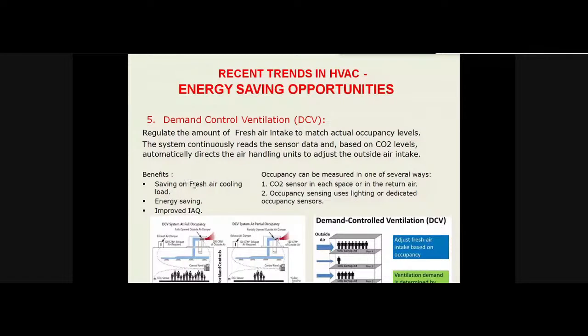Due to that, we are saving a fresh air cooling load, and there is a lot of improvement in the air quality and energy savings. On the improved air quality, it means actually what is required, that we are giving. In that way, it is improved air quality.